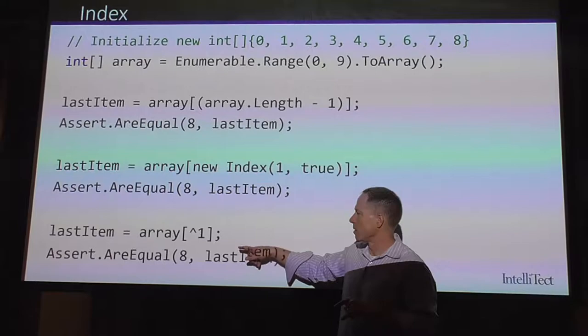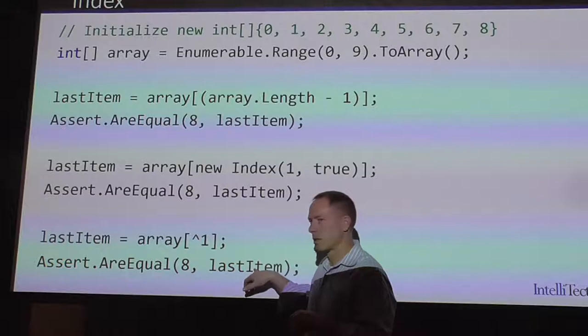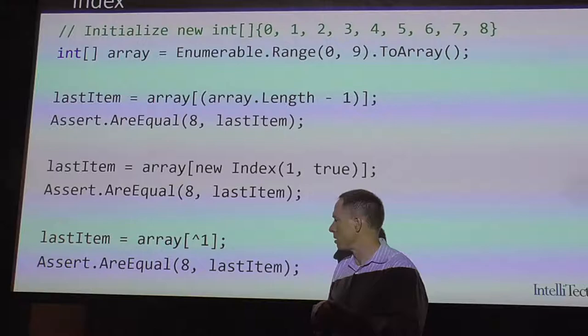The last item equals array hat one. Why do I even have to write that? I should be able to accomplish essentially the hat one or something similar where you have last item in the. Yeah, you can. That'll work. I just did this to show you. No, I don't even want to do array hat one. I want something even simpler than that.